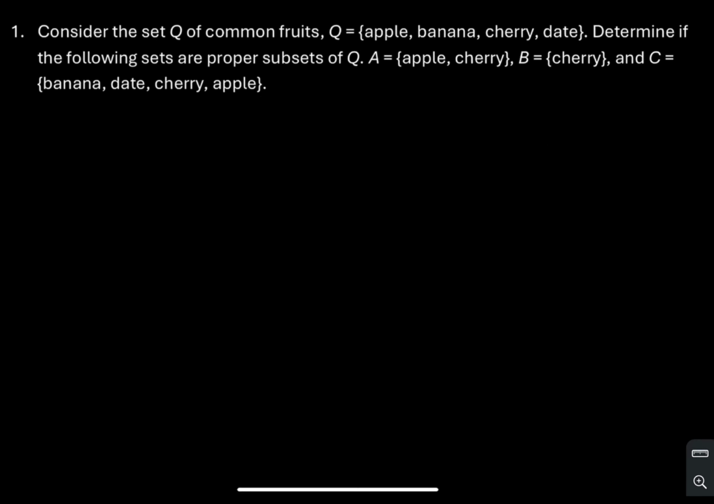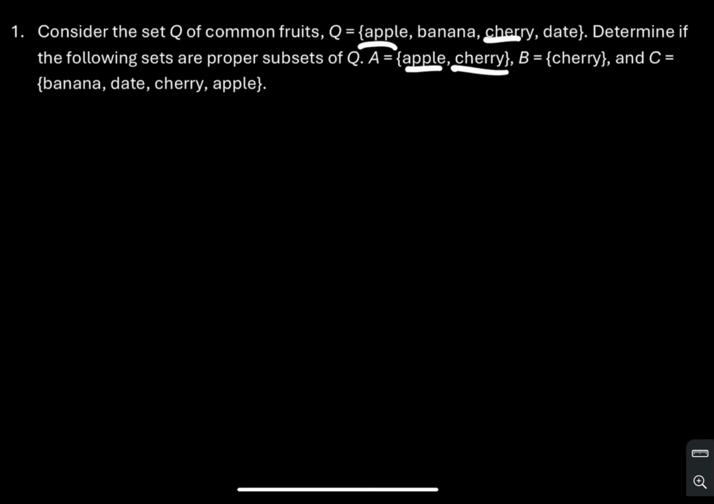Now, knowing this information, we can begin the problem. So we have set Q containing the elements apples, bananas, cherries, and dates. And we want to determine if the following sets are proper subsets of set Q. So let's start off with A. We have set A containing the elements apples and cherries. Apples are in set Q and cherries are in set Q. So it has some elements from set Q. So we know that for sure it's a subset.